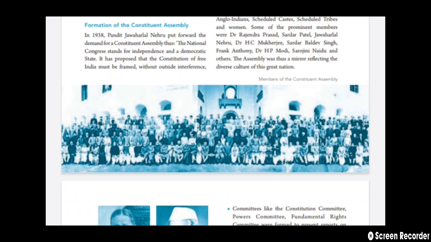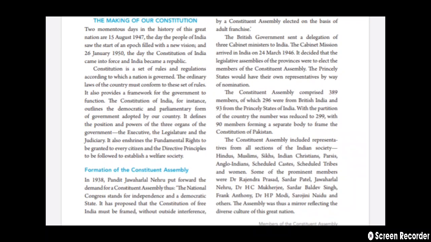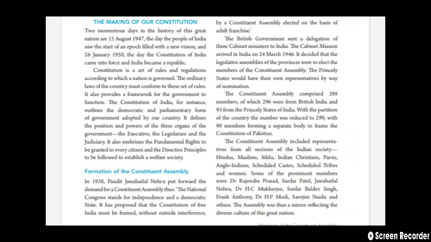Free India must be framed as soon as India gets freedom, without outside interference, by a Constituent Assembly elected on the basis of adult franchise. They should only make the constitution. No other outside member should make the constitution.